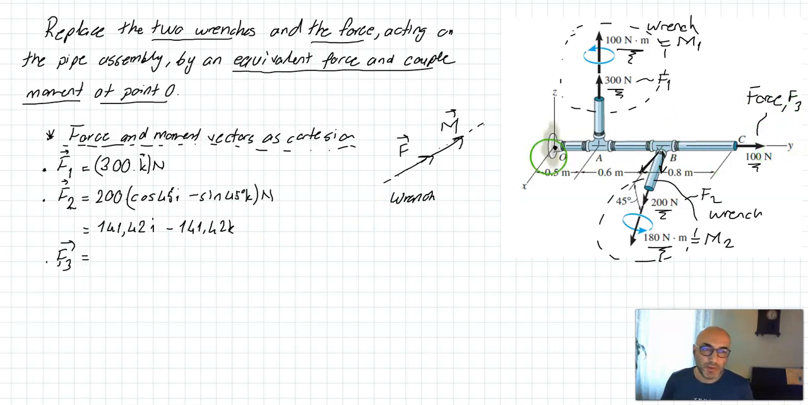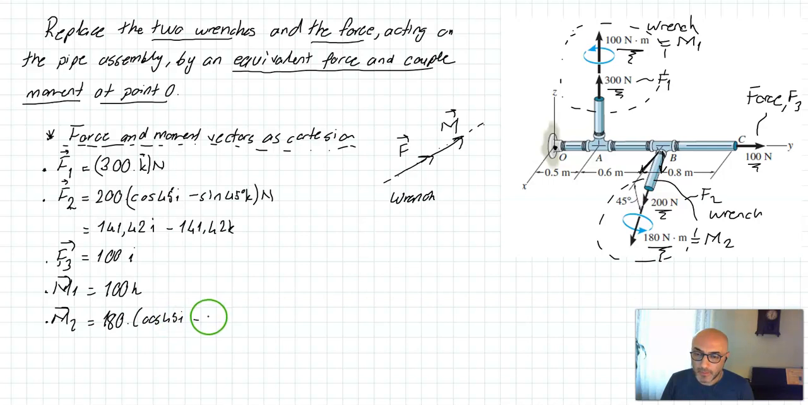Okay, for F3 vector, which is this one, it's simply 100 j. On the other hand, for the moment, moment 1 vector is this one, so it's 100 Newton meter k. And for moment 2, as for F2, I'll be having 180 cosine 45 i and sine 45 k. Right, that's Newton meter.